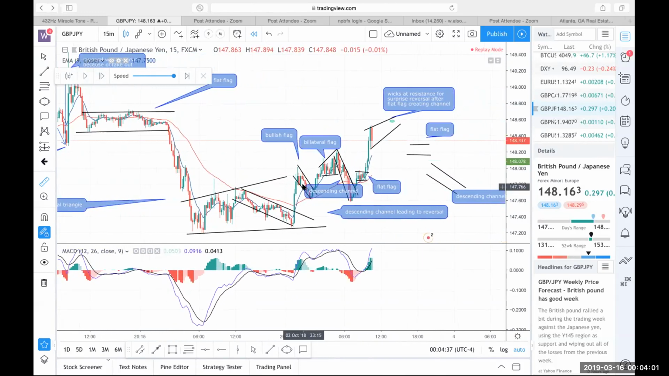Bullish flag, bilateral flag again, descending channel. Impulse up, flat flag, continuation. So how are you able to distinguish the difference between the bilateral and an expanding triangle? A bilateral is, let me see.